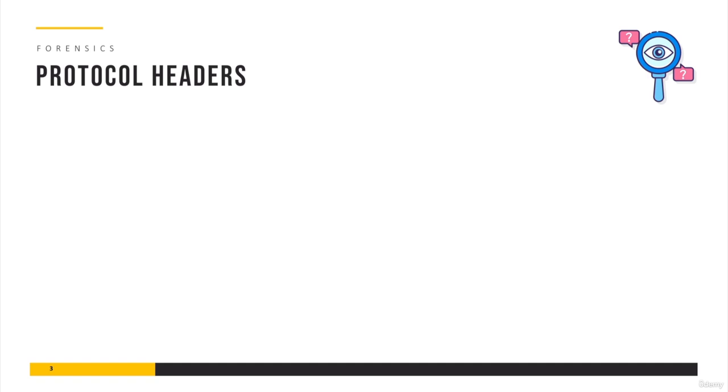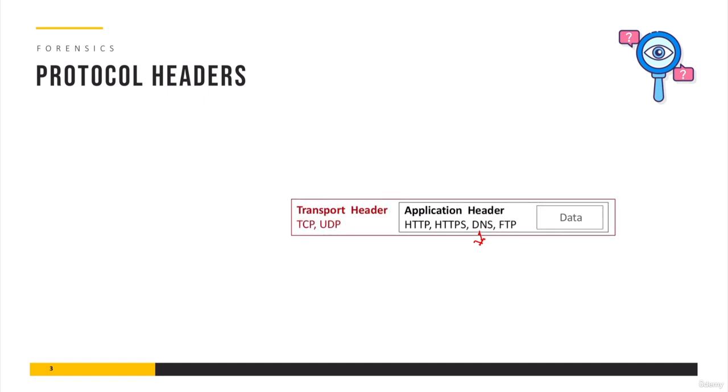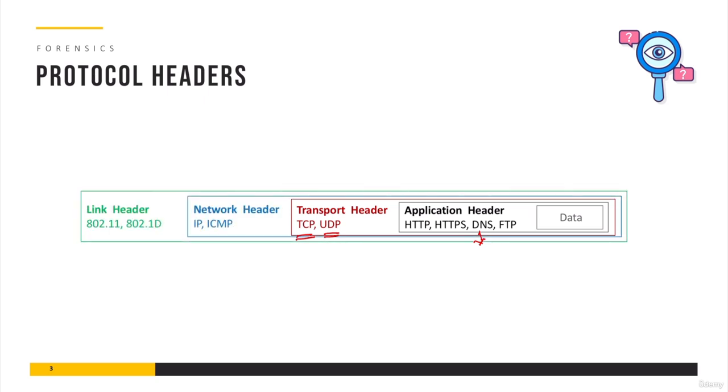From another perspective, this is your actual data. However, it is encapsulated first in the application header, which resides at the application layer, and this could be an HTTP header, HTTPS, DNS, or FTP. We are going to discuss DNS in a minute, but just remember this is an application layer header, okay? And this whole thing would be encapsulated in the transport header. Usually we have either TCP headers or UDP headers. We're going to discuss these headers in a minute. And then you have the network header, and finally the link layer header.